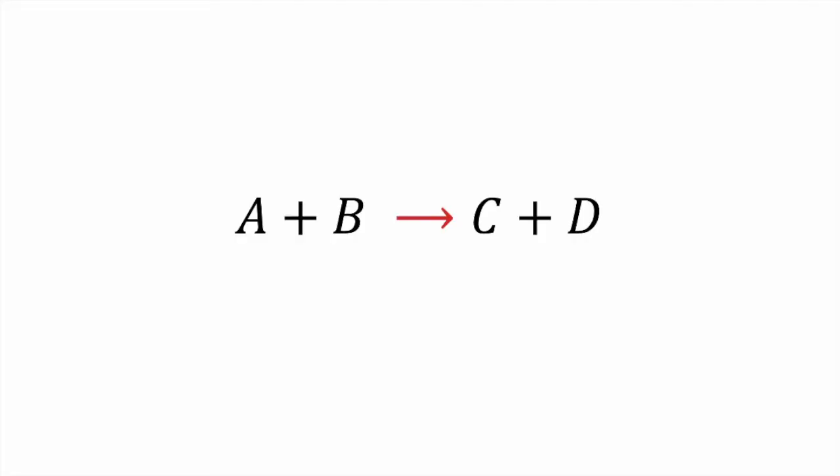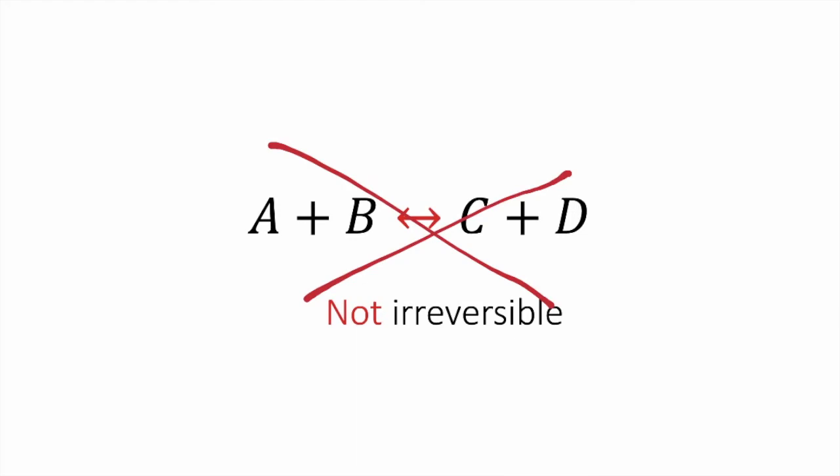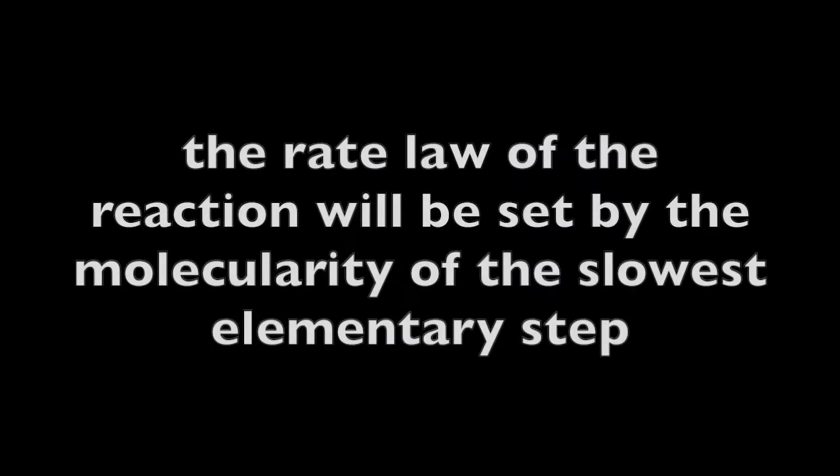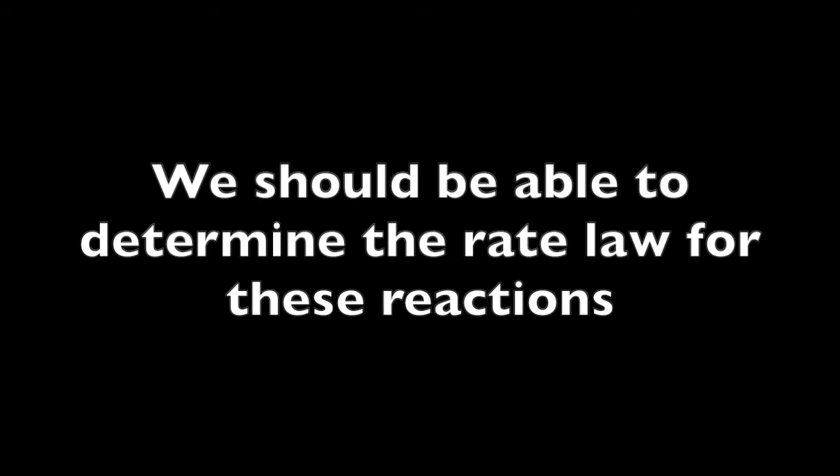Now, when we have a reaction mechanism in which each elementary step is irreversible, that means the reaction proceeds in one direction like this and is not in equilibrium like this. So, if each elementary step is irreversible, or if the first step is rate limiting, the rate law of the reaction will be set by the molecularity of the slowest elementary step. In other words, the rate-limiting step. Hence, we should be able to determine the rate law for these types of reactions based on the stoichiometry of the equation. And this is the sort of thing we did in a past video.